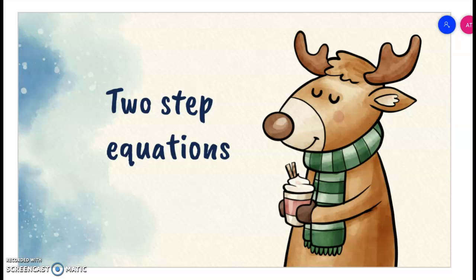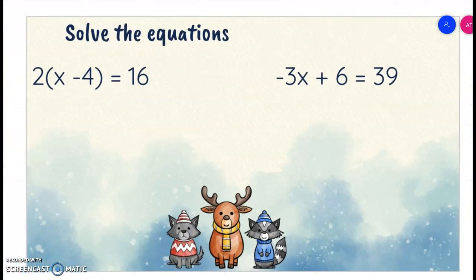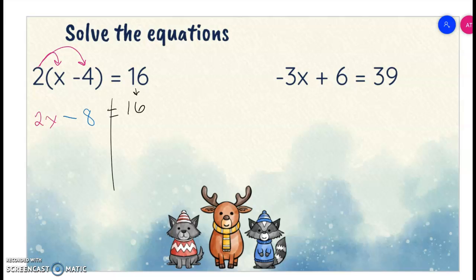Our next topic is going to be two-step equations. So we've dealt with these before. Okay, make sure that we can distribute. There's no parentheses or anything. 2 times x would give me 2x. A negative times a positive is going to give me a negative. 2 times 4 is 8. Since I did nothing to the 16, all I'm going to do is just bring it down.